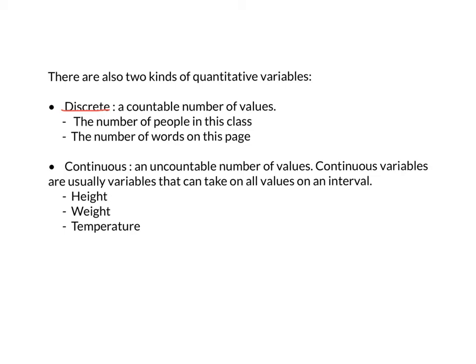The second type are continuous quantitative variables. And continuous variables are an uncountable number of values. Continuous variables are usually variables that can take on all values on an interval. For example, height, weight, and temperature.